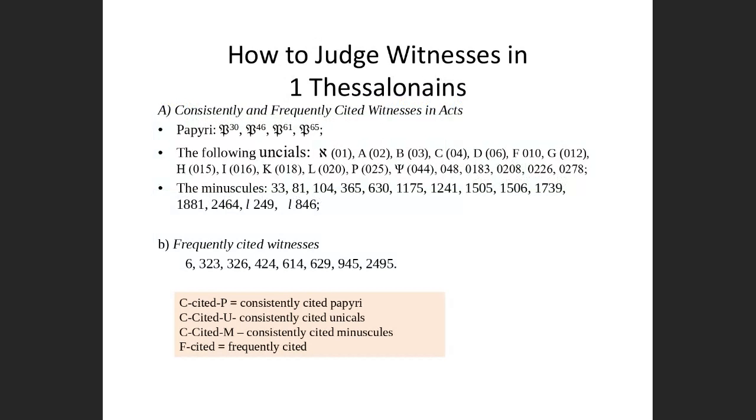So how do you weigh it? How do you look at these witnesses? Well, the wonderful people in the German Bible Society have classified these as consistently and frequently cited witnesses in Acts. I've listed these so we can keep track of these as consistently cited papyri, consistently cited uncials, and consistently cited minuscules. Uncials are bigger chunks of text, where someone quoted a large piece, and minuscules are tiny pieces. Thank goodness back in that time there was no limit on the amount of text from the New Testament you could quote. And frequently cited is F-cited.